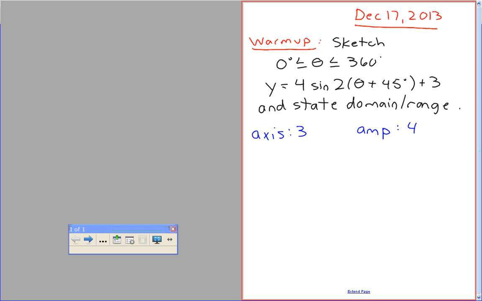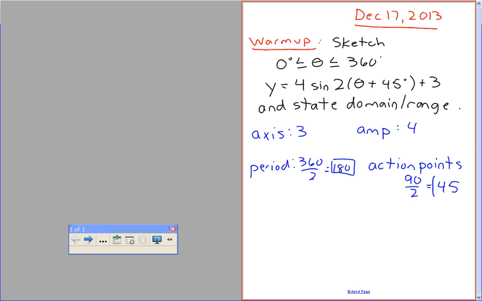Good. And the reason you got that, I think, is 360 over 2. Okay. Mercedes, anything else? Good. And the reason you got that, I think, is 90 over 2. Okay. Anything else, Caleb? Yes. Now remember, just like when you're doing transformations, it's the opposite direction. So it says plus 45, so 45 is left.